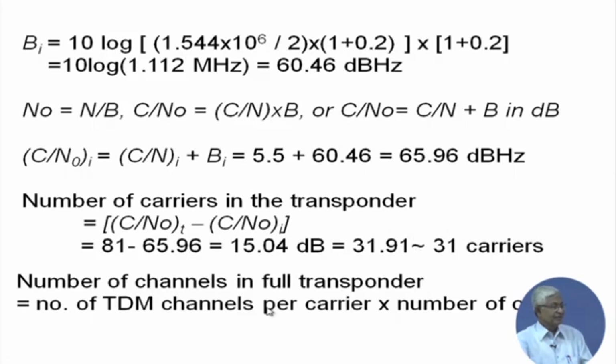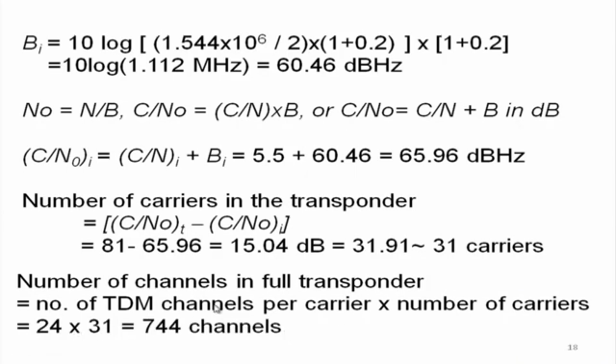Let us take one more case. Okay, number of channels, we forgot one point, there was one more question, the number of channels in the full transponder. So, that is the number of TDM channels per carrier multiplied by the total number of carriers. So, that was 24 channels per carrier and 31 carriers. So, in this transponder a total of 744 channel transmissions are possible. Okay.